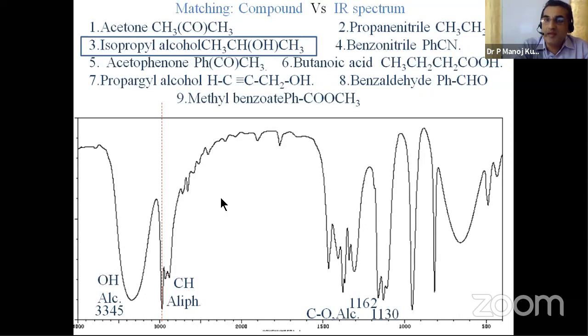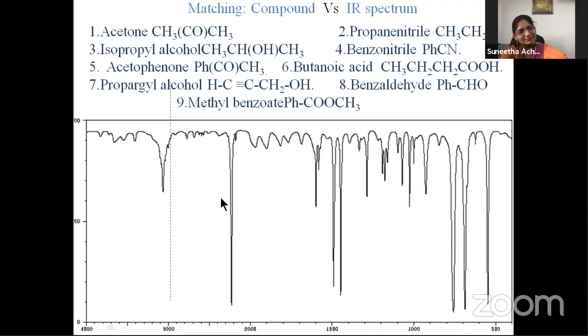Can I go for the next one, madam? Yes, sir. Please. Quite interesting. This is like a photograph of that compound. I have put a photograph of that compound.